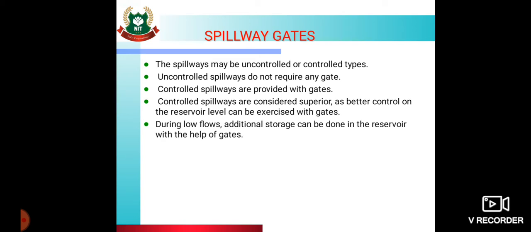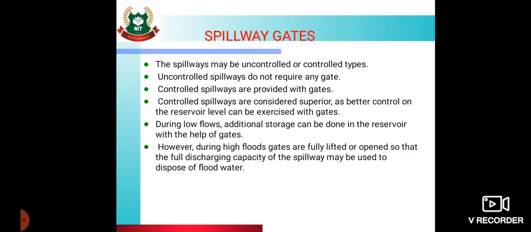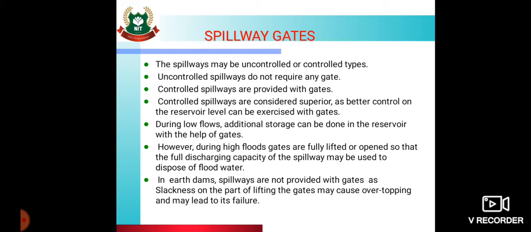Then during low flows, additional storage can be done in the reservoir with the help of gates. However, during high floods, gates are fully lifted or open so that the full discharging capacity of the spillway may be used to dispose of flood water. So gates will give better control over the reservoir. Then in earthen dams, spillways are not provided with gates as slackness on the part of lifting the gates may cause overtopping and may lead to its failure.